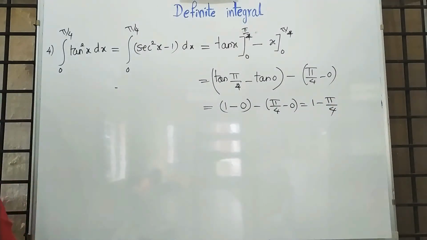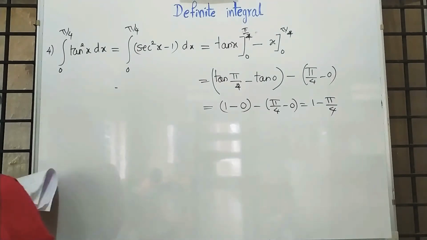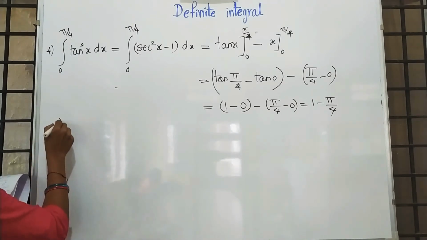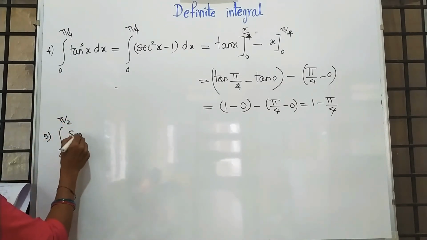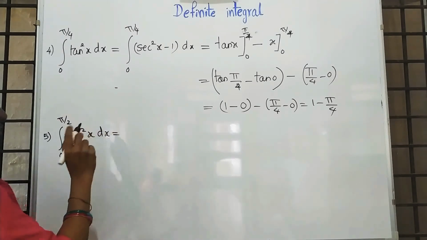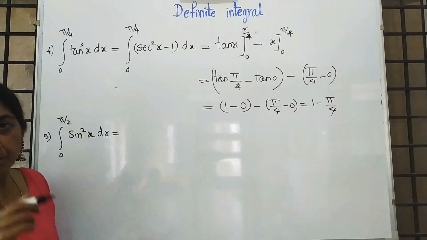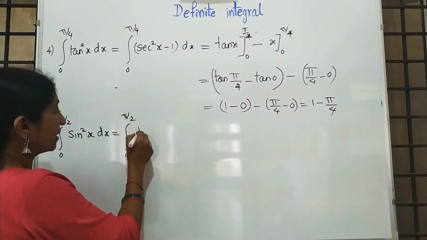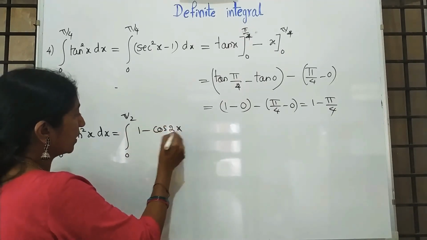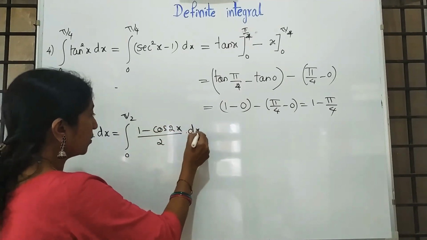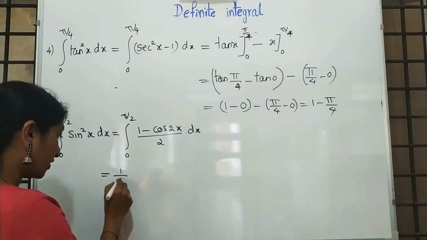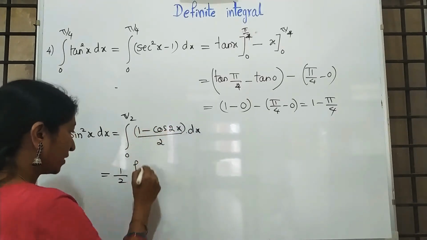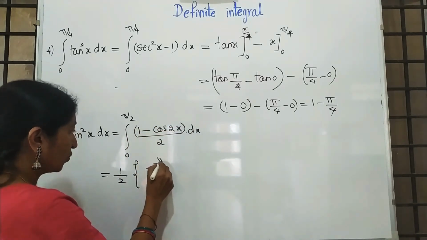Moving to the next example, question number 5. Integration from 0 to pi by 2 sin square x. See, we are not familiar with integration of sin square. Applying multiples and submultiples, sin square x is 1 minus cos 2x divided by 2 into dx. 1 by 2 is a constant, write it outside in the bracket. Integration of 1 with respect to x is x. This is 0 to pi by 2.